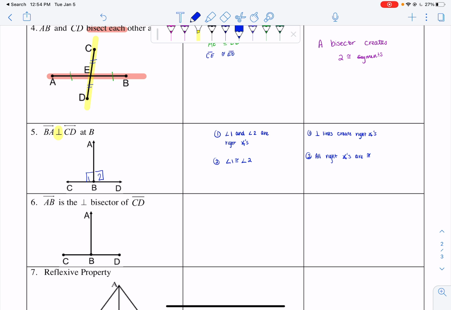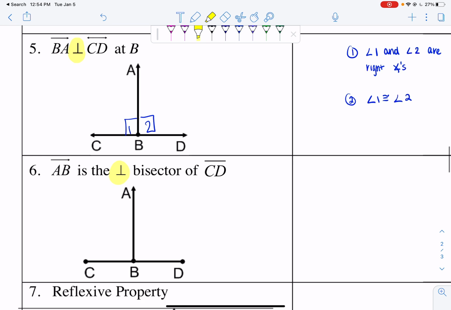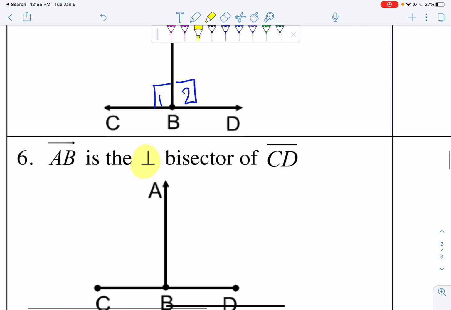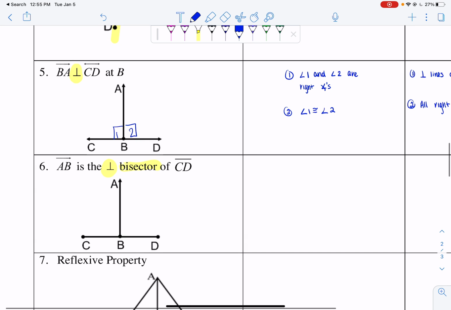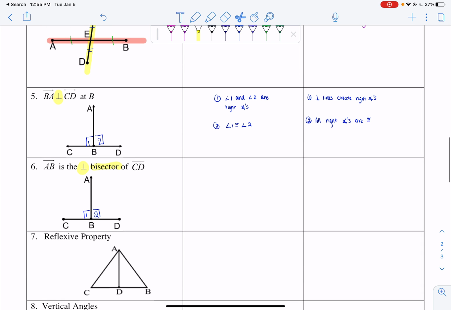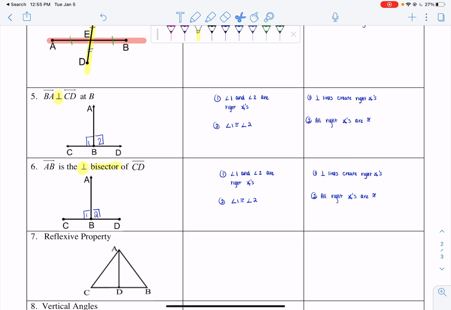Okay. AB is the perpendicular bisector of CD. I still have my perpendicular, so everything I said above I can say down here, but now I have a bisector, which we know cuts in half. So this is a three-stepper. I can still say that angle 1 and angle 2 are right angles, so I can put my angle 1 here and my angle 2 here. I can basically copy and paste all of this. Angle 1 and angle 2 are right angles, and angle 1 is congruent to angle 2 because all right angles are congruent.